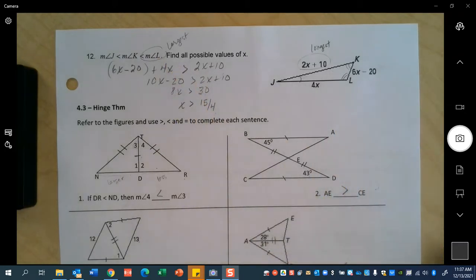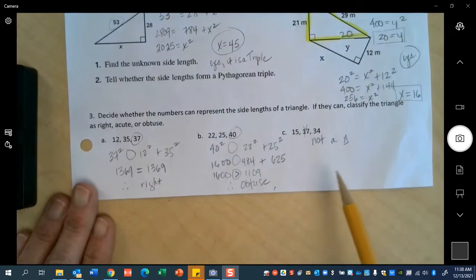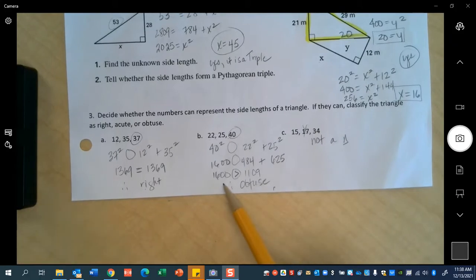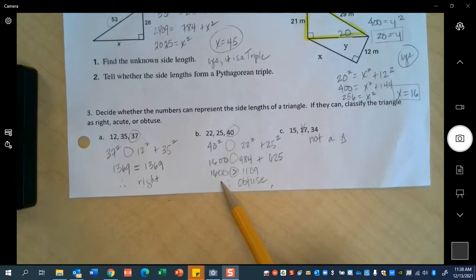Nazifa? On the bottom of the page, number 3, part B. Is it obtuse or acute? I have this as bigger, so if C is bigger, that makes it obtuse.